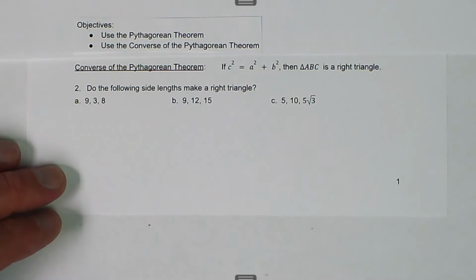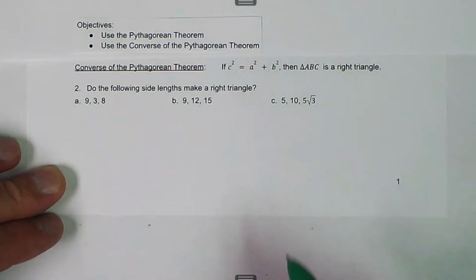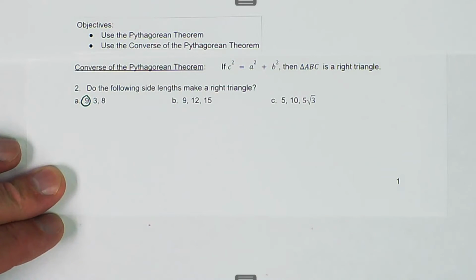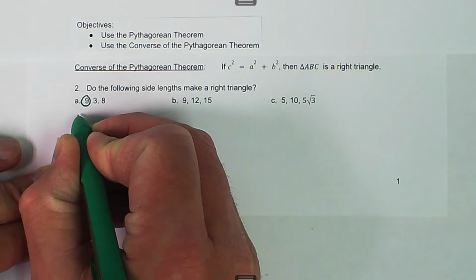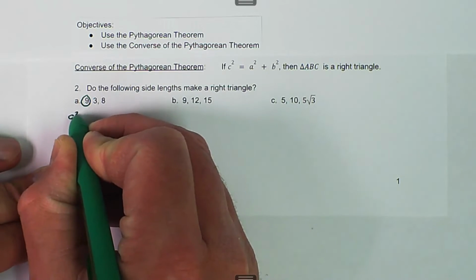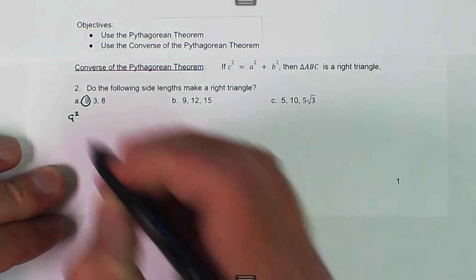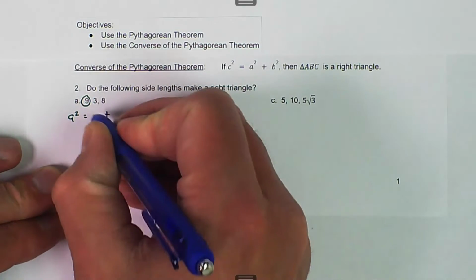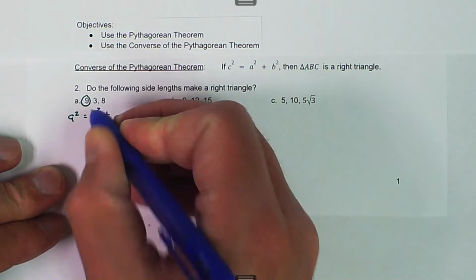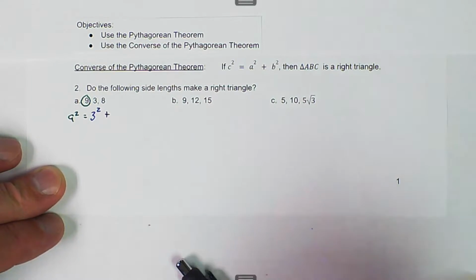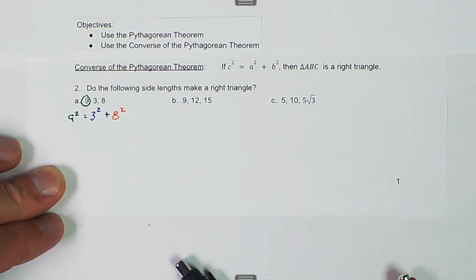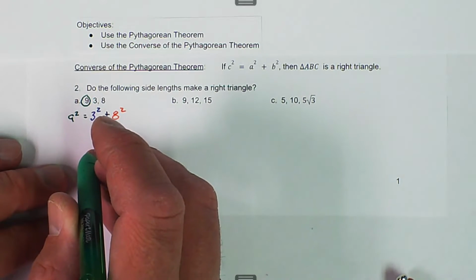So we can check. First thing, we have to identify which one would be the hypotenuse, and it's always the longest side. So then we want to check, is 9 squared equal to the square of the other two sides added together? So 3 squared plus 8 squared. So 9 squared is 81.